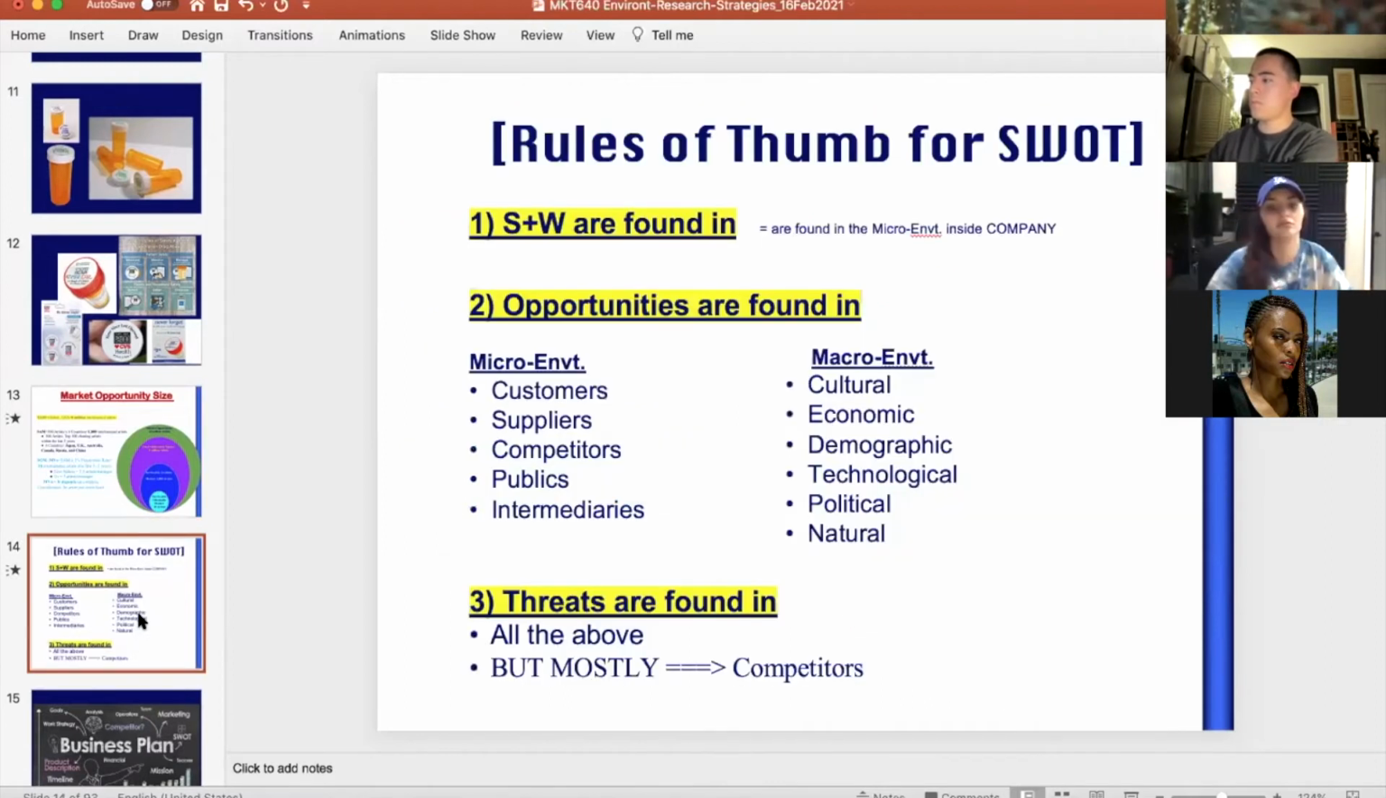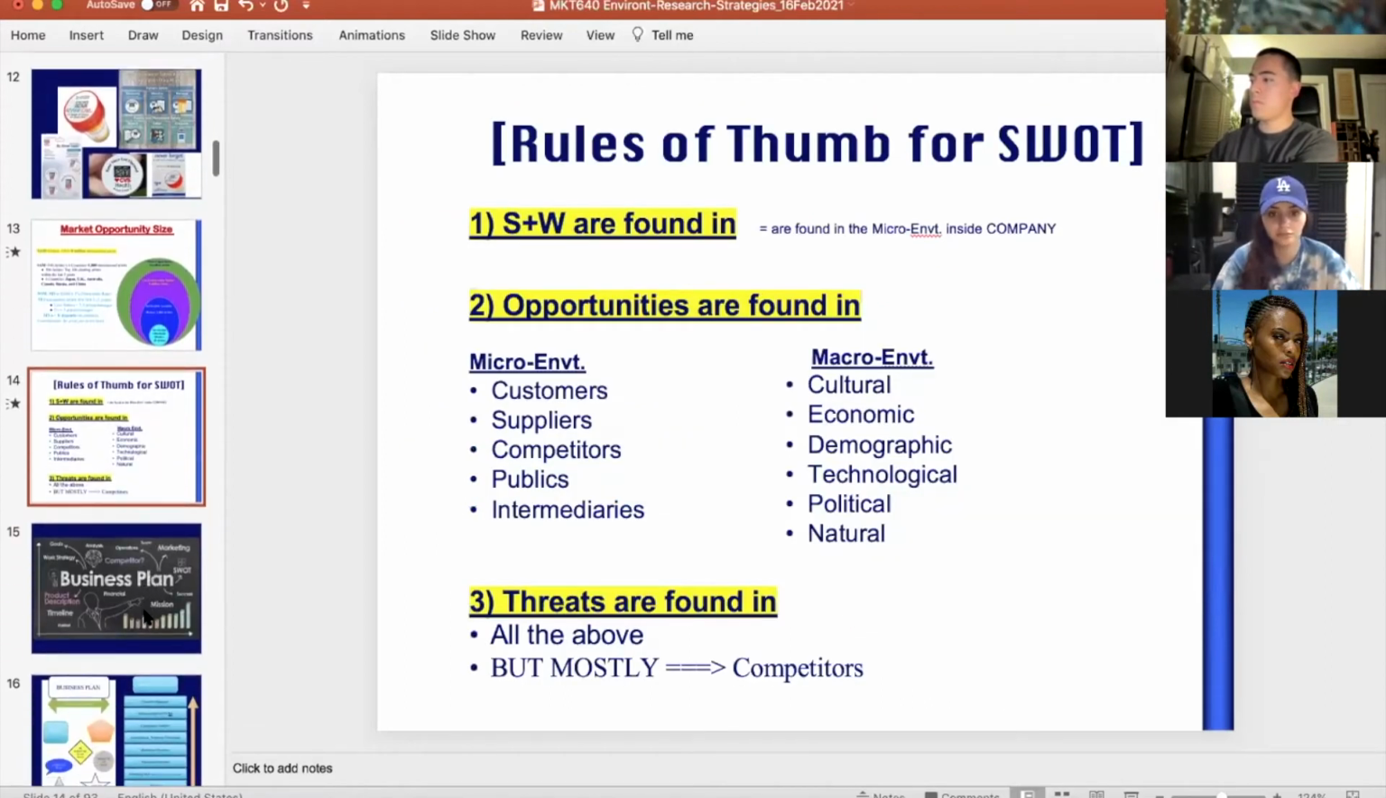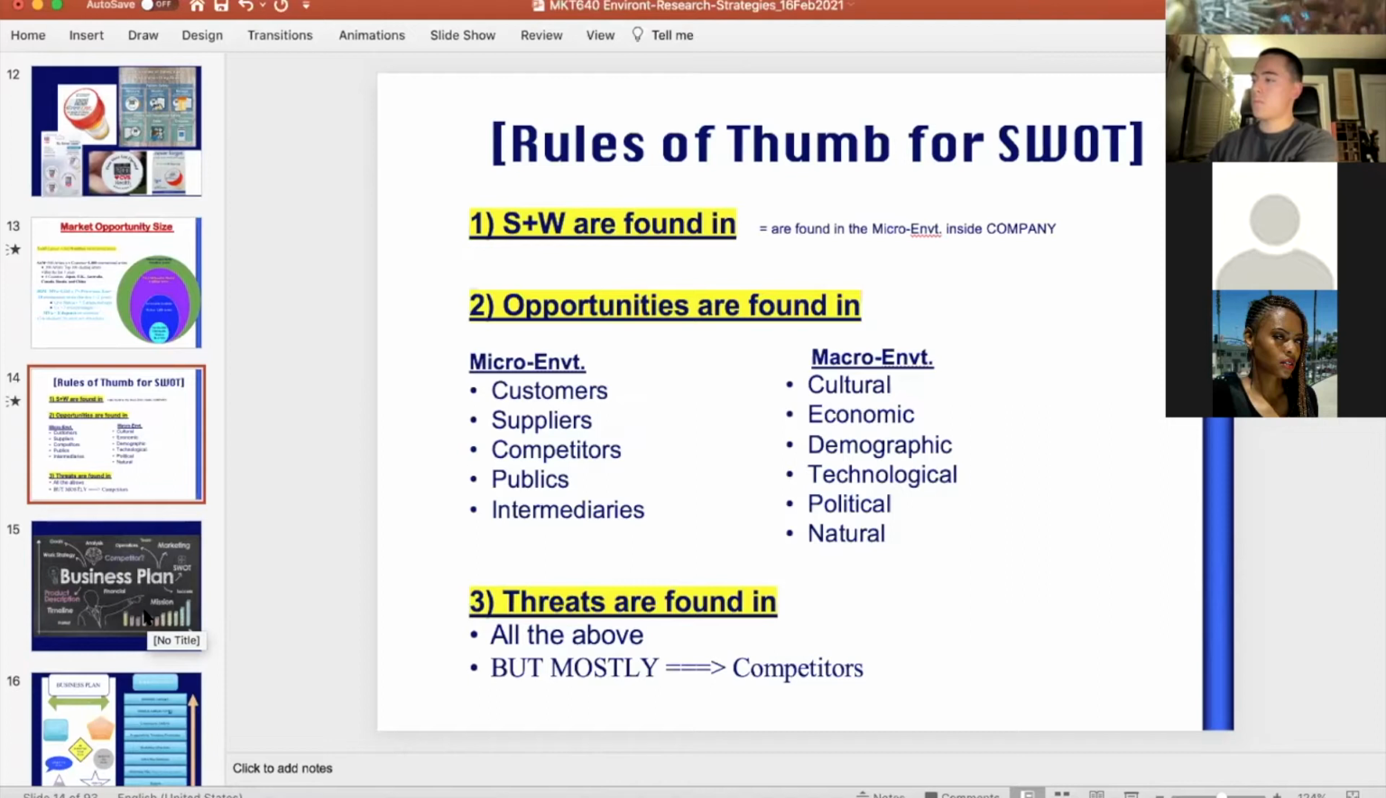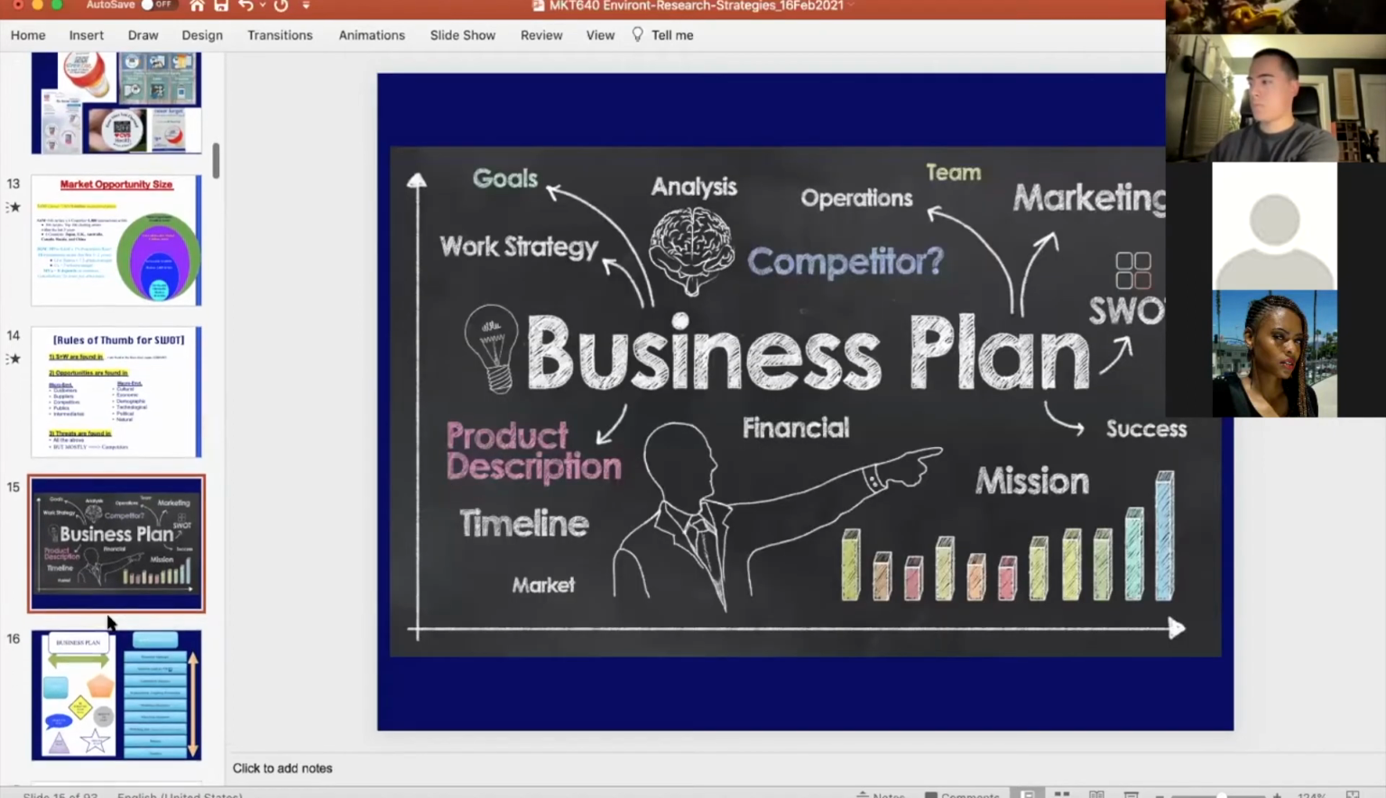So the rule of thumb is, where do you find information for your SWOT? In the microenvironment, you're going to find mostly the information for the strengths and weaknesses. In the micro and macro and all of these factors, this is where you're going to find information on your opportunities. So your opportunities require you to be curious and look at all of the factors. The number one threat is competitors, so doing a competitor analysis is very, very important.